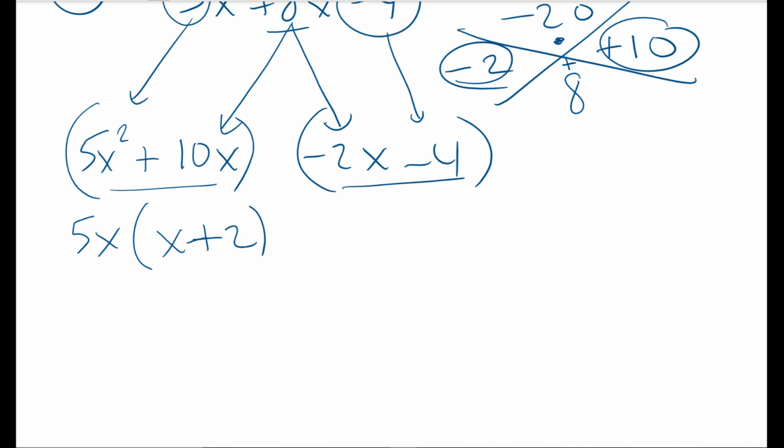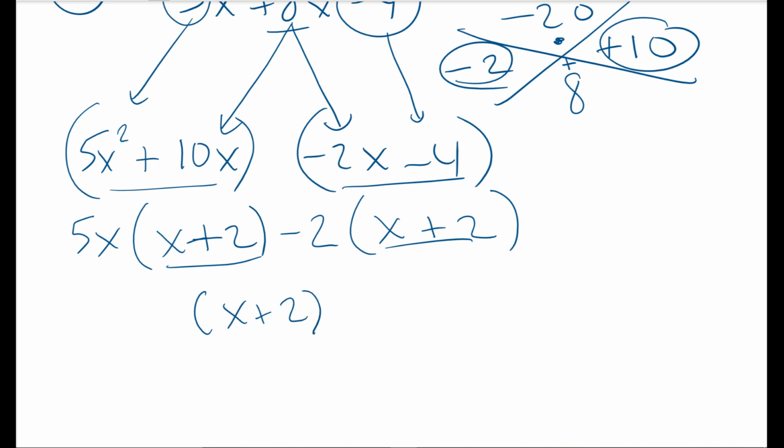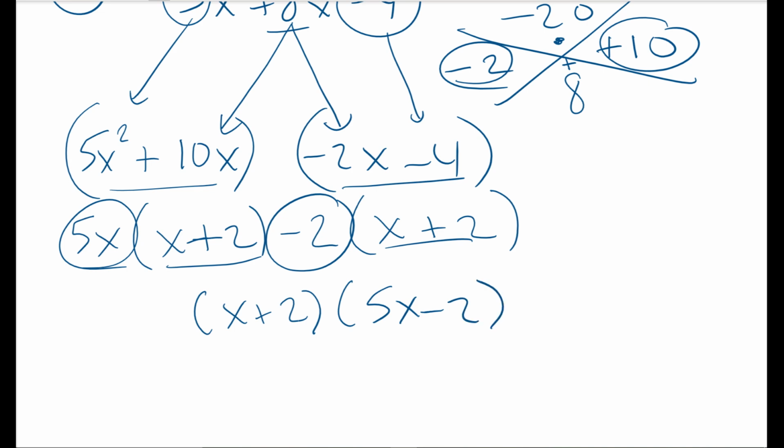From the second group, I can pull out a negative 2 in common. Negative 2 times x is negative 2x. Negative 2 times positive 2 is negative 4. So now I can rewrite one of these as my factor. And then these can be written as another factor, 5x minus 2. All right, so we officially factored it. That's it.